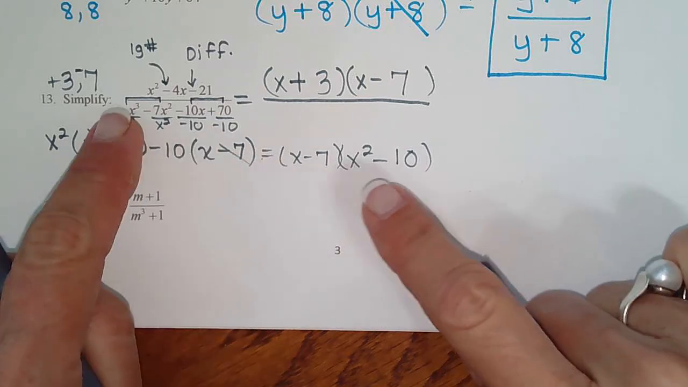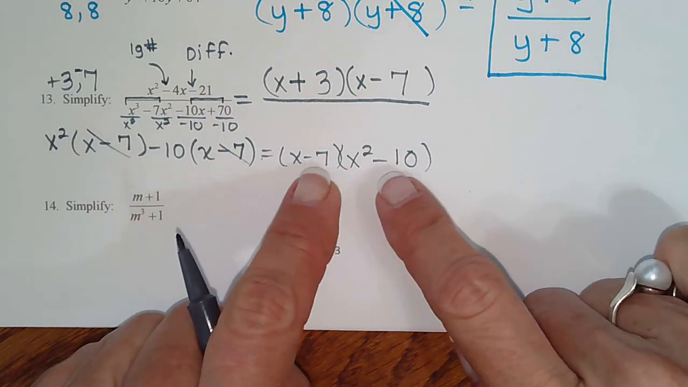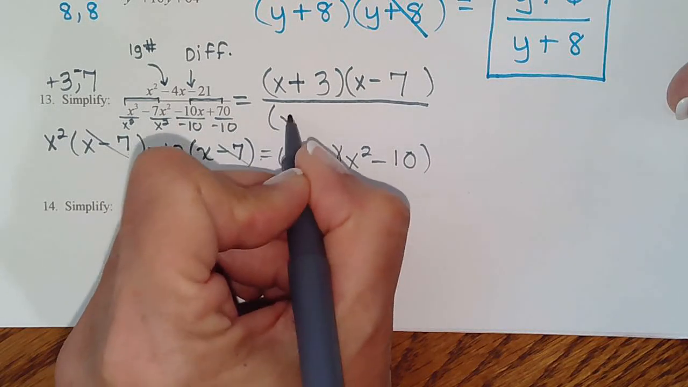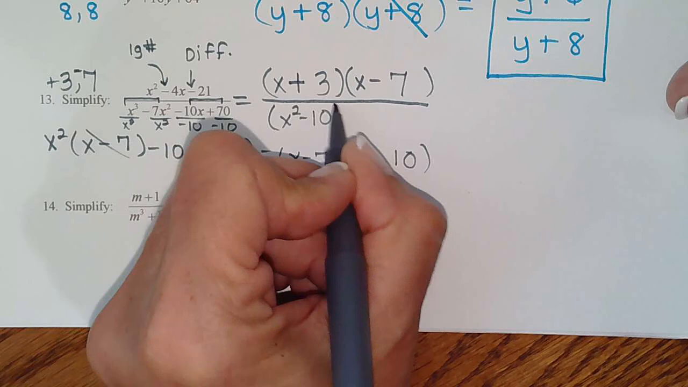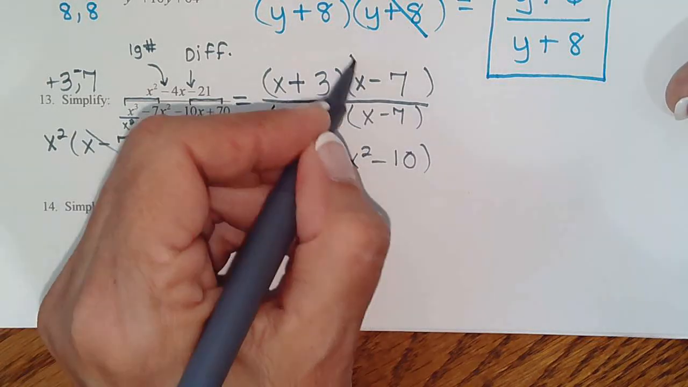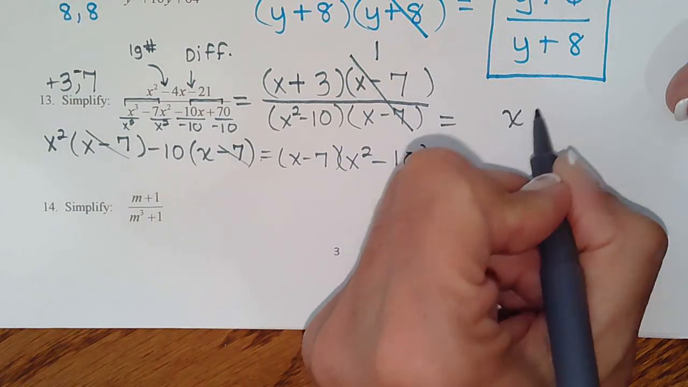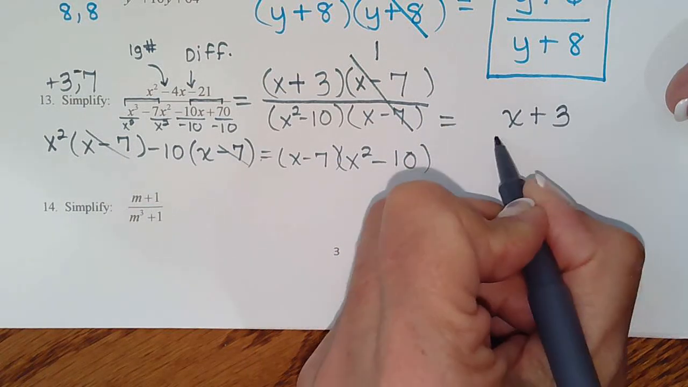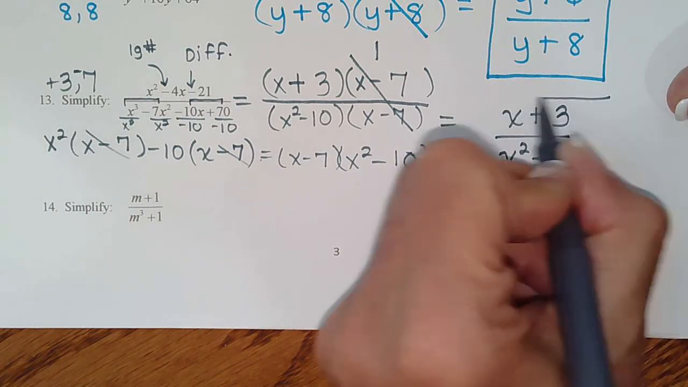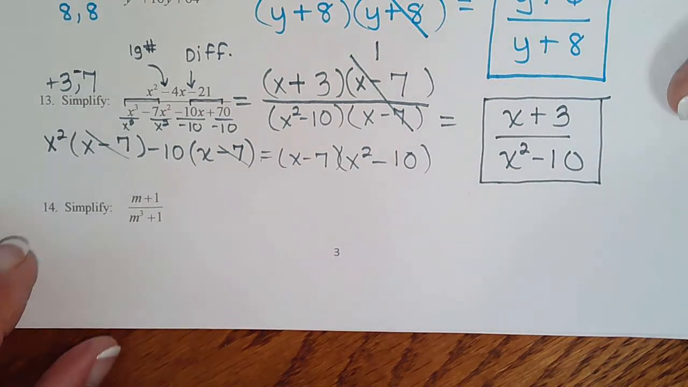And we can check that. X cubed, yep, minus 10x, yep, minus 7x squared plus 70 looks good. So I'm going to list my x squared minus 10 first and my x minus 7 second, because order doesn't matter. And then I go ding. So x plus 3 over x squared minus 10 is what's left. And remember, no canceling with addition and subtraction, so I know I'm done.